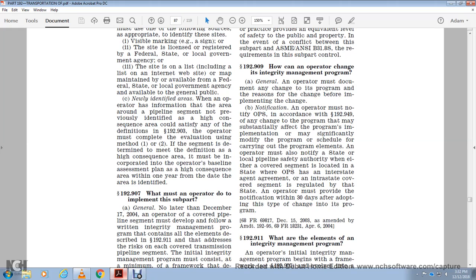How can an operator change the integrity management program? Generally, an operator must document any change to the program and the reason for the change before implementing the change. Operator notification.